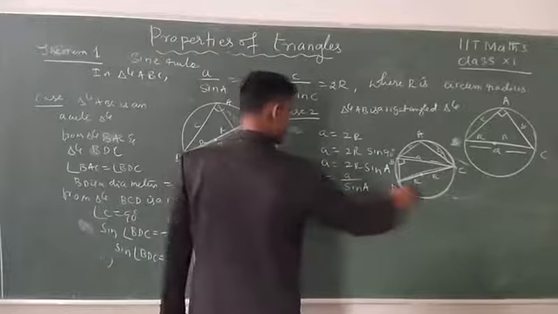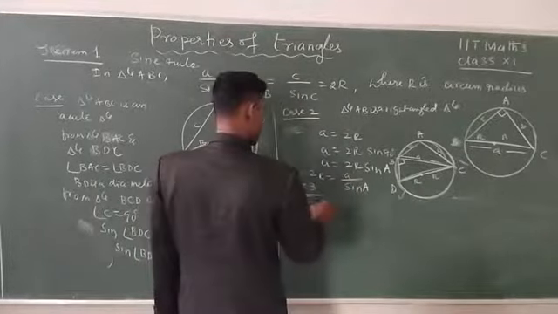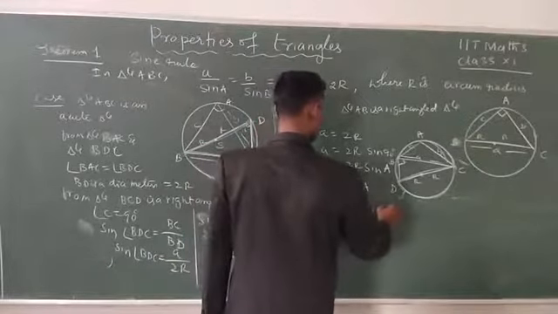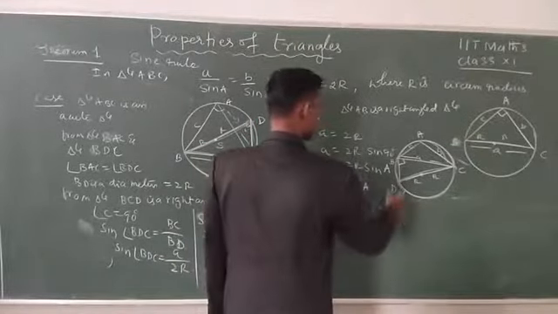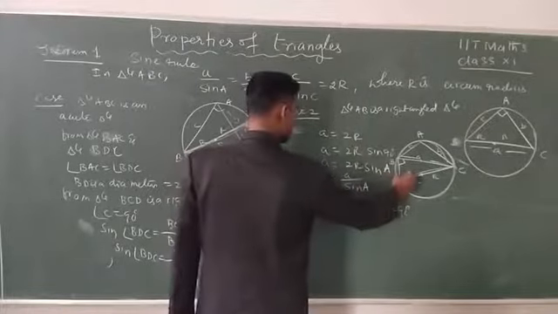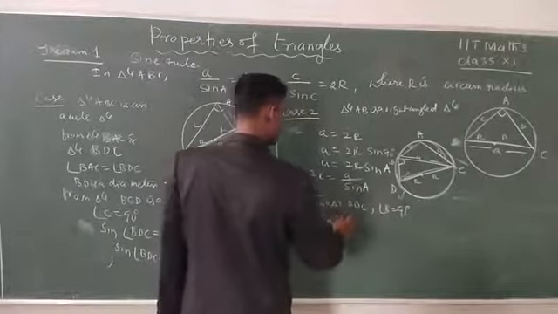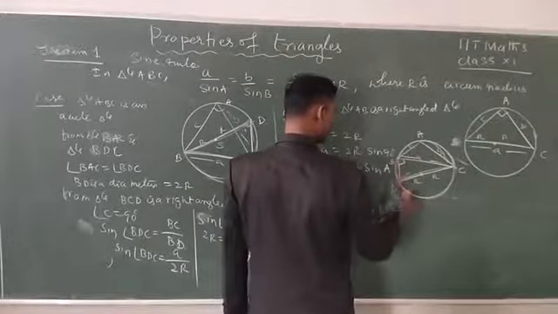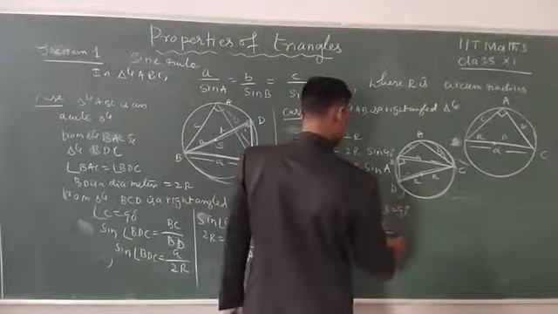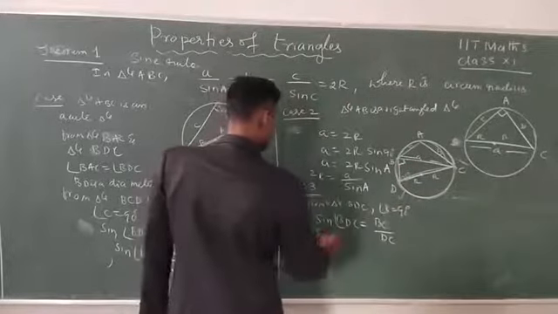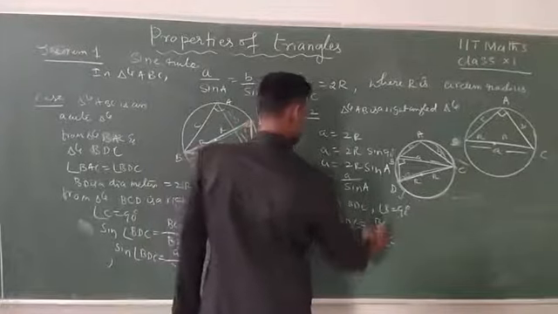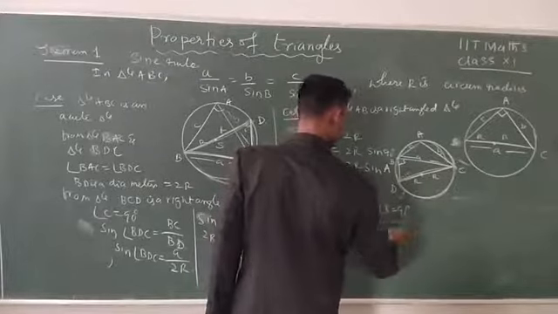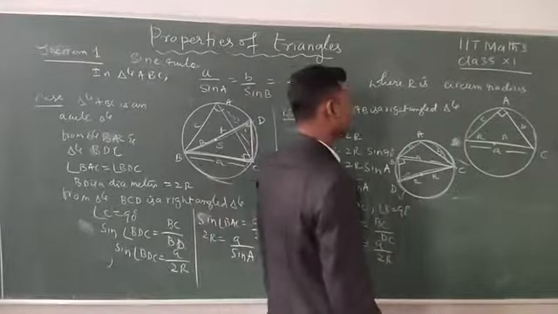Now see this figure from triangle BDC. Angle B is equal to 90 degrees. Sine BDC is equal to opposite by hypotenuse. Opposite means BC by DC. Sine angle BDC is equal to BC by DC, where BC is equal to A and DC is equal to 2R.